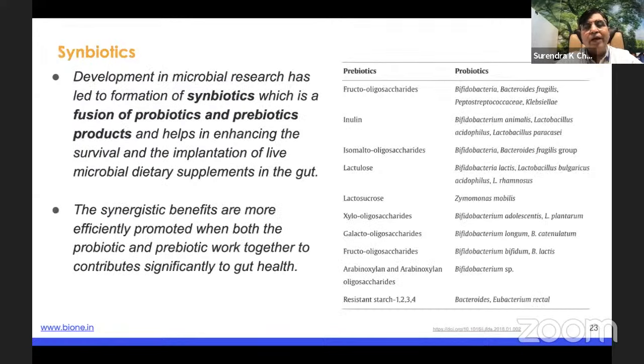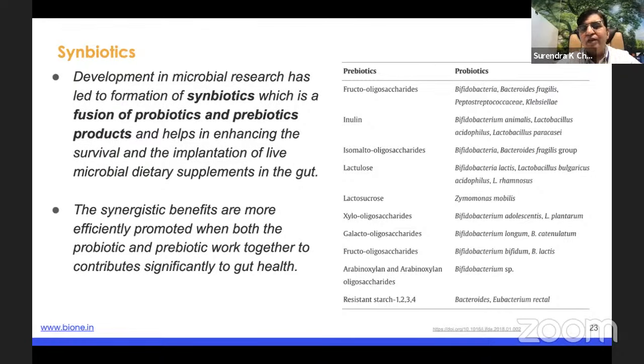Synbiotics, the development of microbial research, as you know, has been done. Synbiotics is nothing but, as explained, the fusion of probiotic and prebiotic together, and it plays a very important role when we are trying to put these products together in our lives. Together they synergistically exert a good effect on probiotic or basically healthy organisms in the human gut.